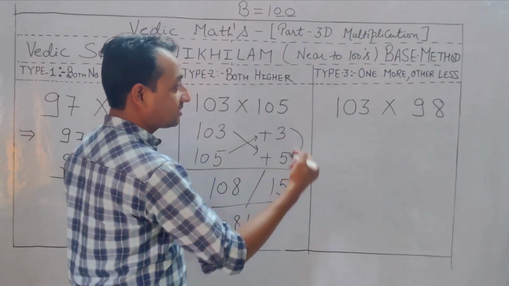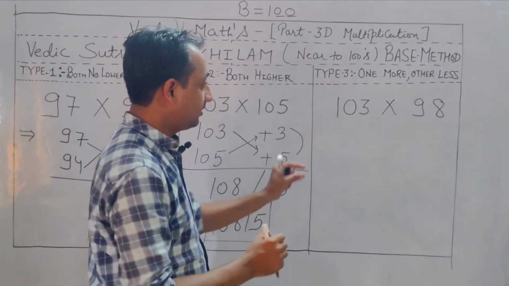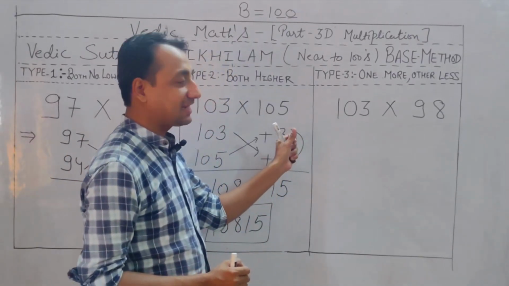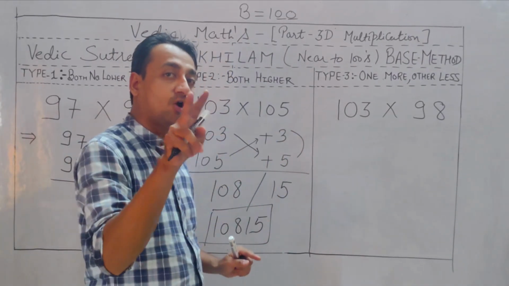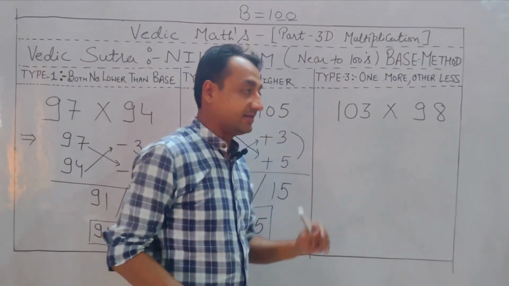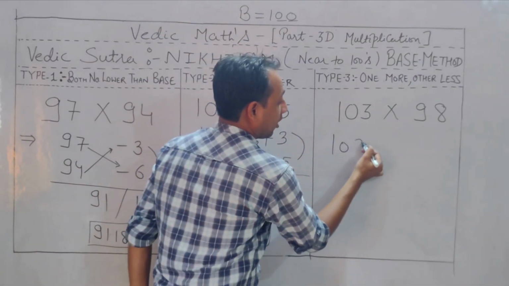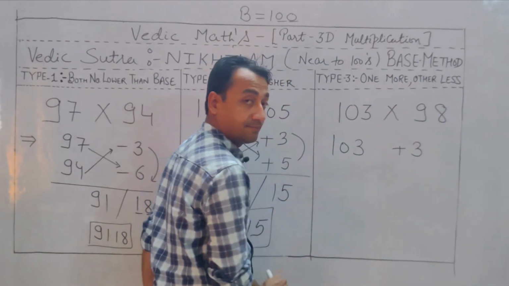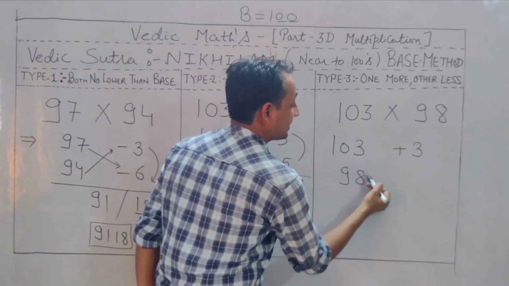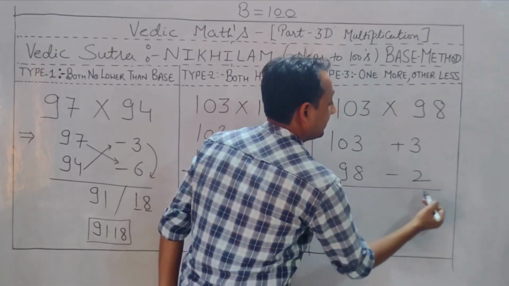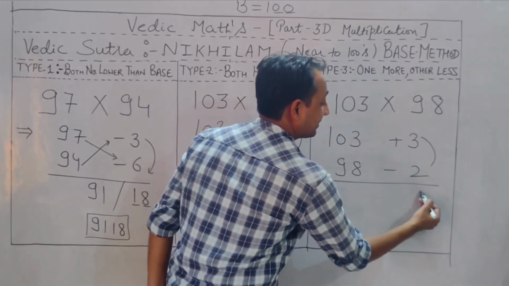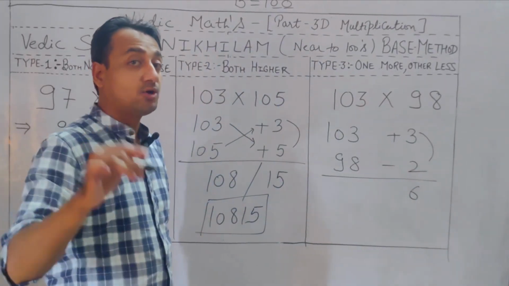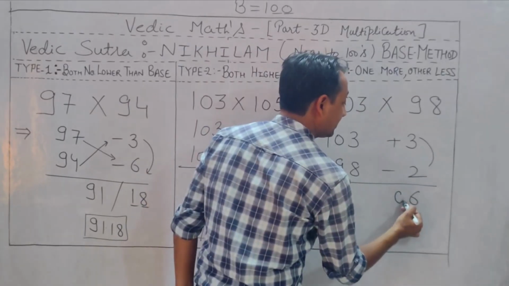Now, the last part is a little bit typical, but in the easiest manner, because we have already done this kind of question in the sub base. This 103 is how much more than the base? 3 more than the base. More means plus. This 98 is how much lesser than the base? 2 lesser than the base. So 3 times 2, I am writing here 6. But I will not write just 6, I will write 06.